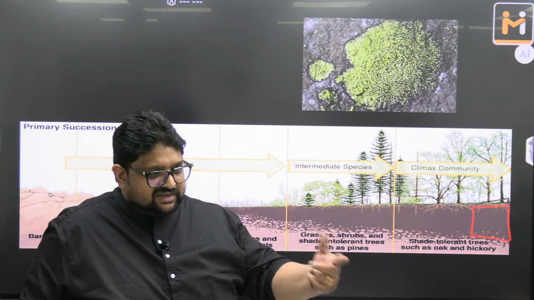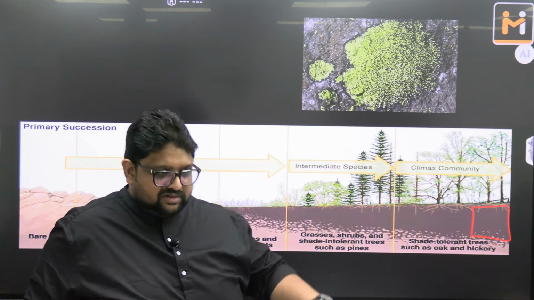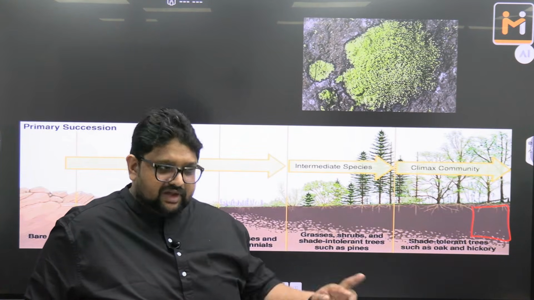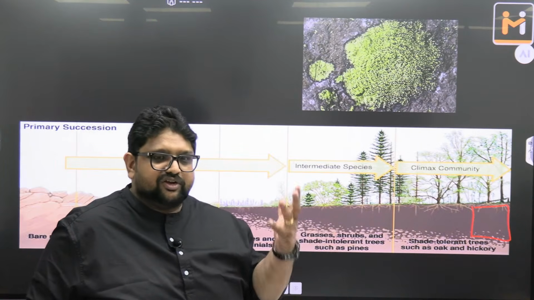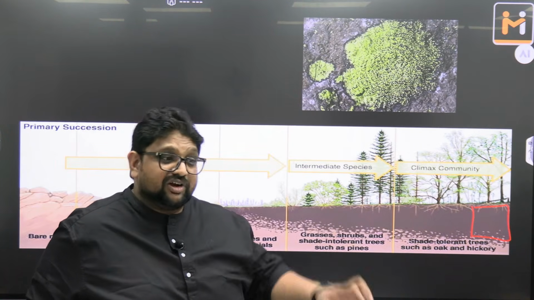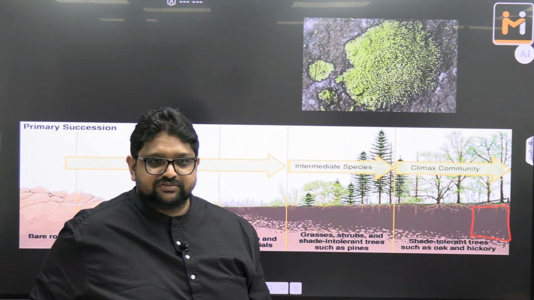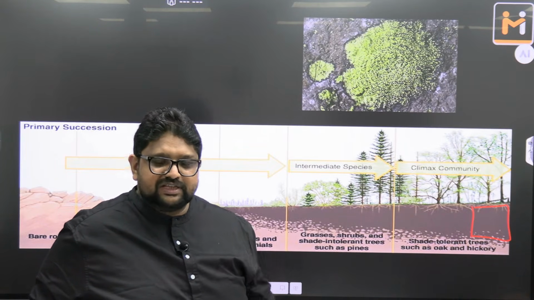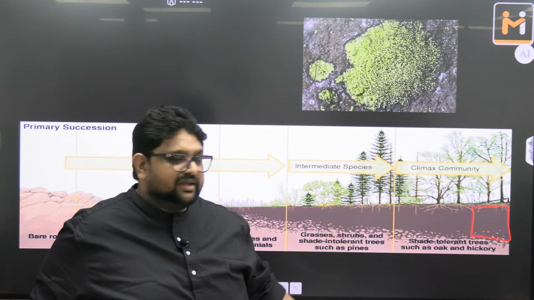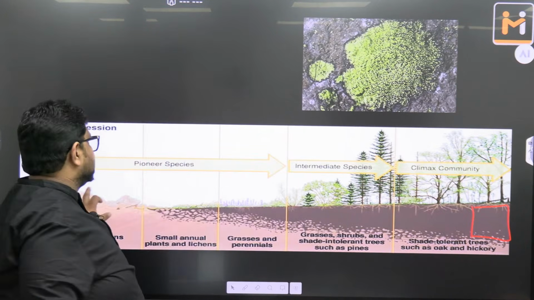They'll just keep on renewing themselves. Our species keep renewing through their offspring, and they will continue to survive. That is called climax, the climax community. Okay, so there is a pioneer community and a climax community. So this is what is called ecological succession.